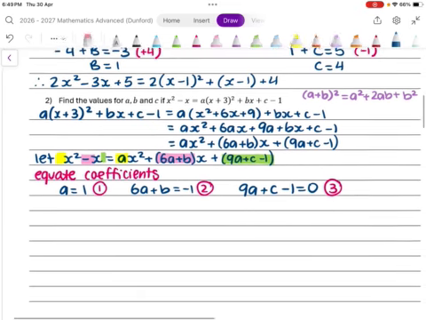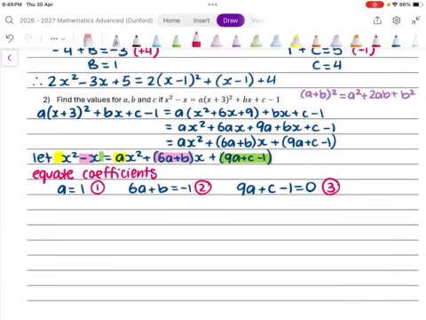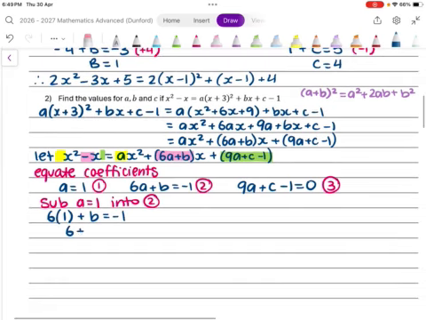From here, we know A, we want to find B, and we want to find C. So we are going to sub our A equals 1 into equation 2. This leaves us with 6 lots of 1 plus B equals -1. So we will have 6 plus B equals -1, and then we are going to minus 6 from both sides, resulting in B equaling -7.